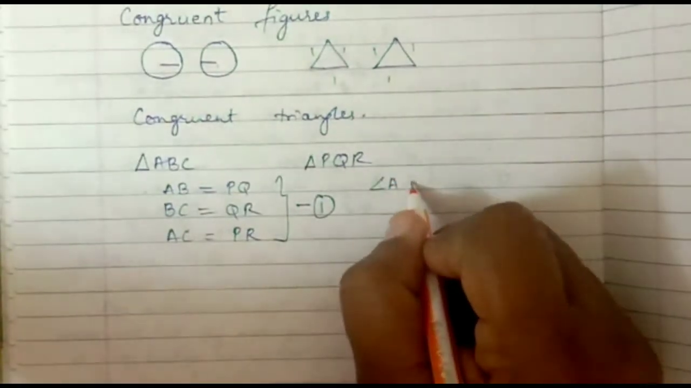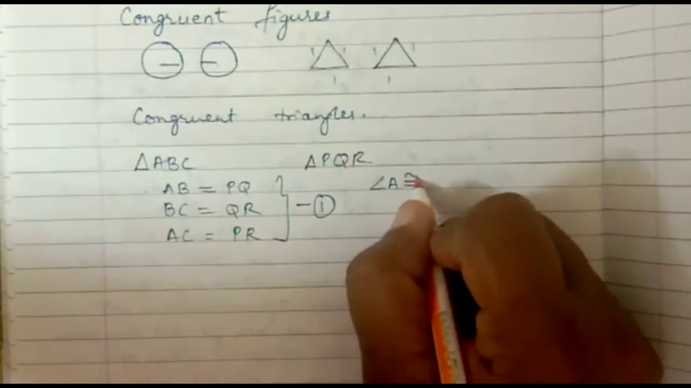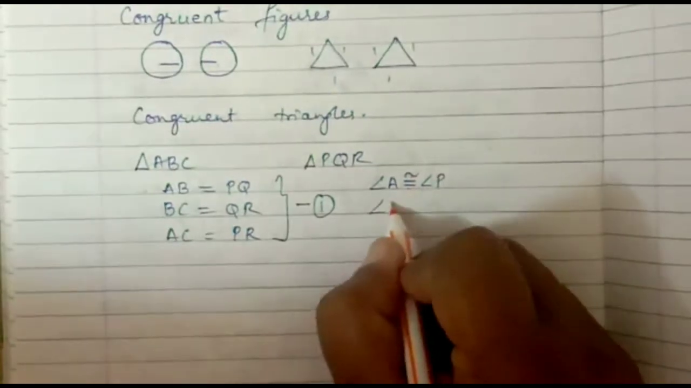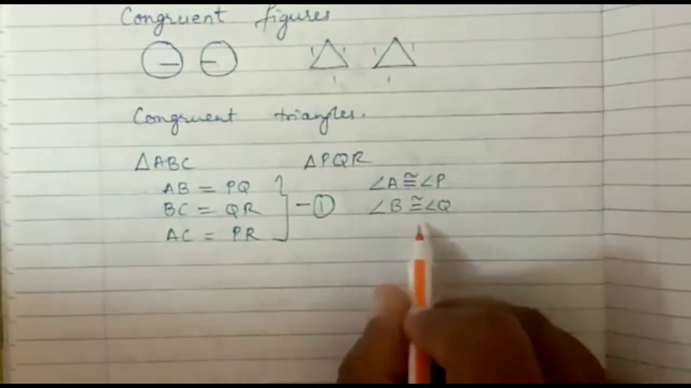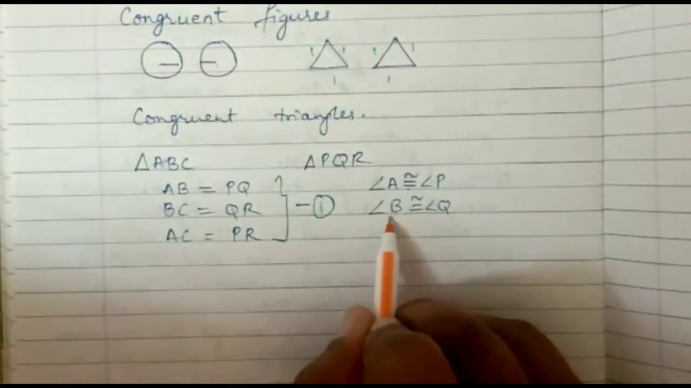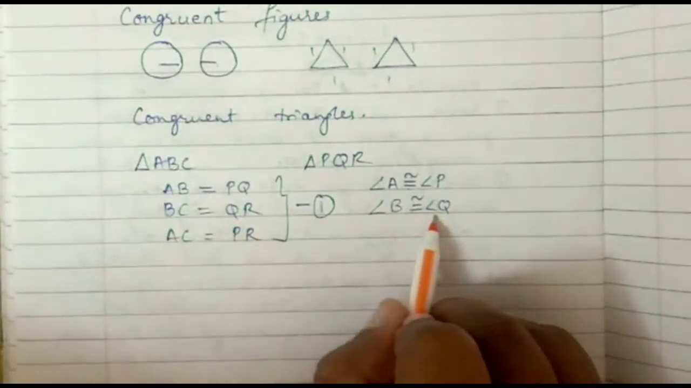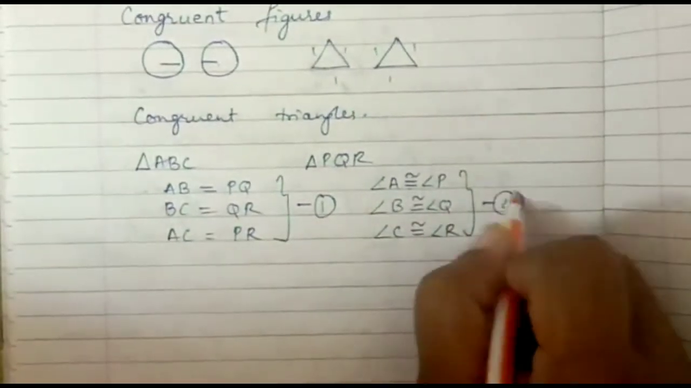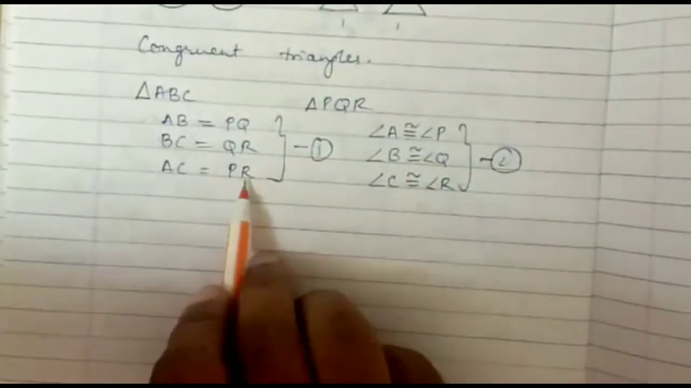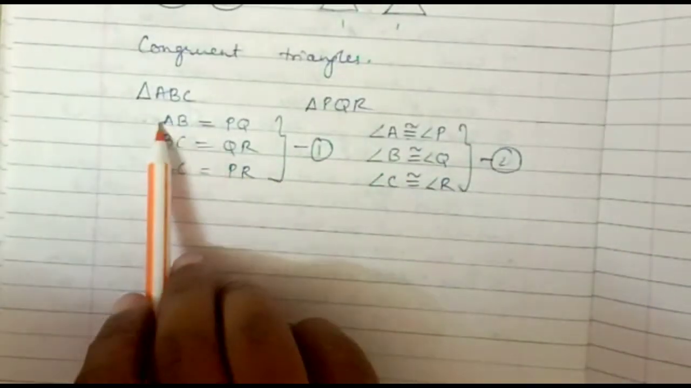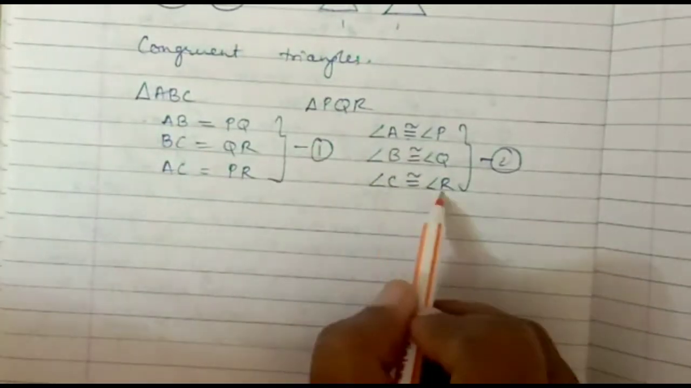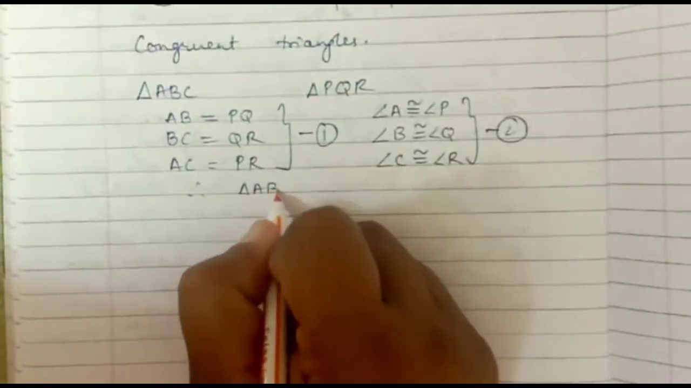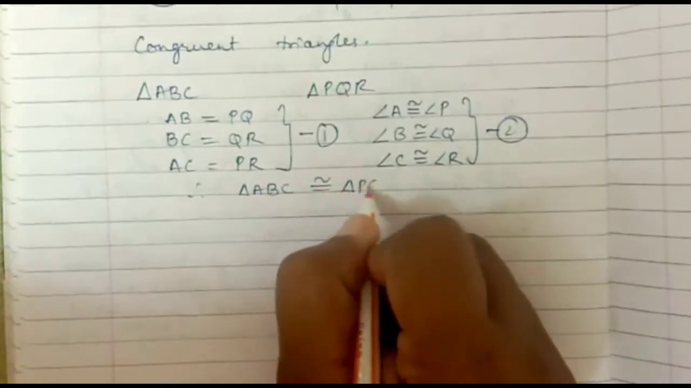In the same way, each corresponding angle also should be equal in measure. That means angle A should be congruent to angle P. This is the sign of congruence. Angle B is congruent to angle Q. Again, I will teach you what is the meaning of congruent. Two angles are congruent, that means their measures are equal. And similarly, the last one, angle C, is congruent to angle R. So this is condition number 2. So these are the two conditions which say that if these 6 things, that is 3 sides are equal in measure and 3 angles are also equal in measure, that means they are congruent. So finally we can say that triangle ABC is congruent to triangle PQR.